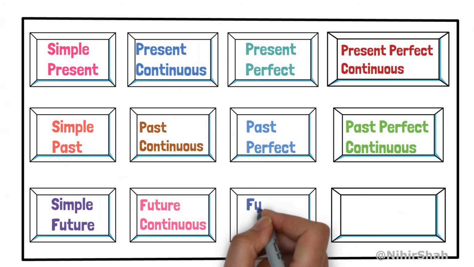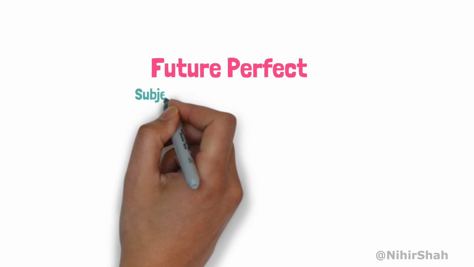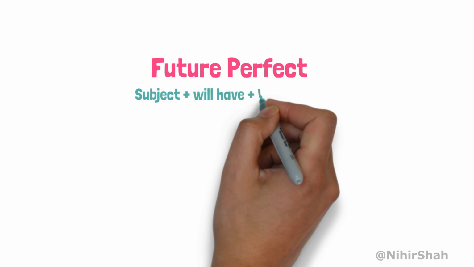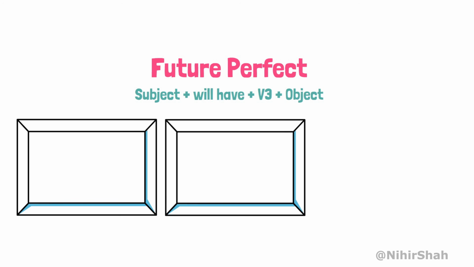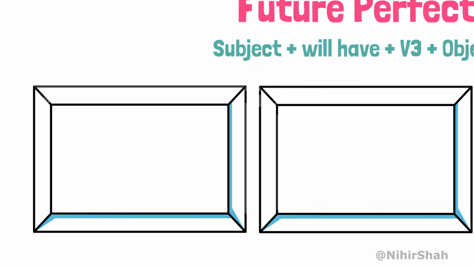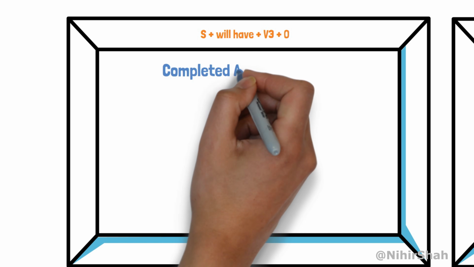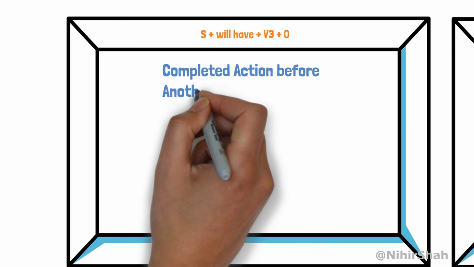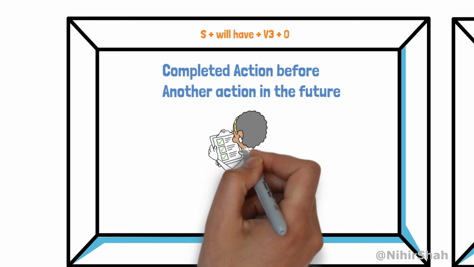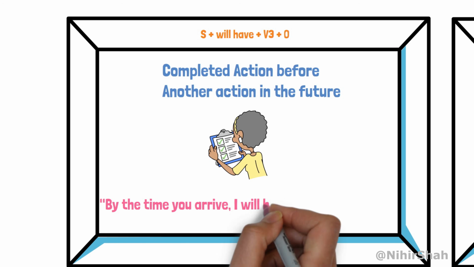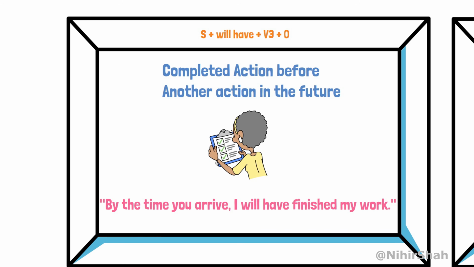Number 11, future perfect tense. The sentence structure is subject plus will have plus verb's third form plus object. The future perfect tense is typically used when, number 1, to describe an action that will be completed before another action or point in the future. By the time you arrive, I will have finished my work.